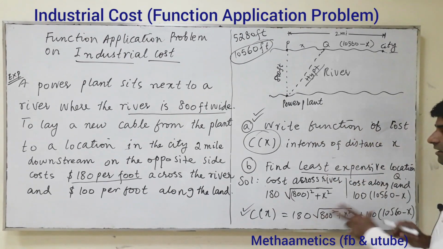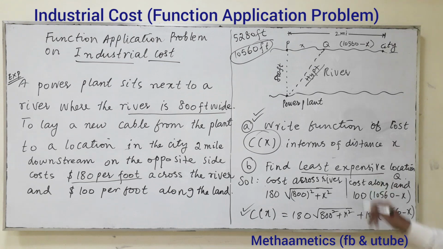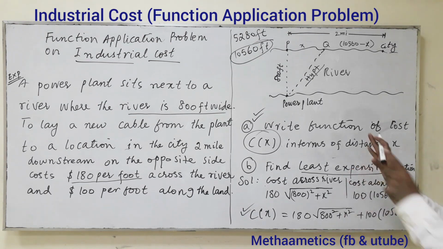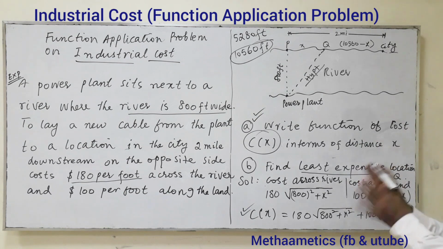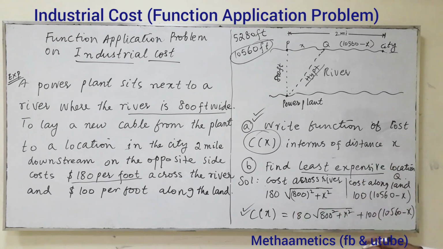From this cost function we have to generate a table. From the table we estimate what the value of x should be for a minimum cost. For the least expensive location we have to find the value of x. After generating the table we can decide what the value of x should be.